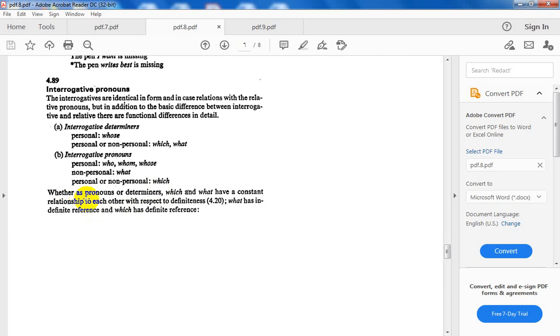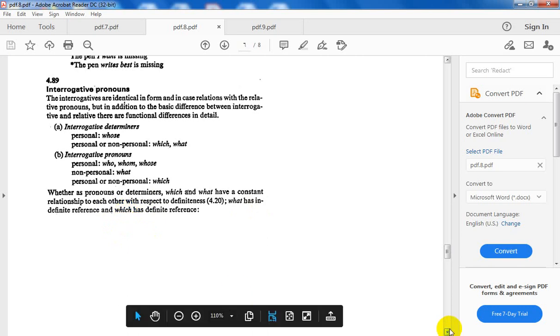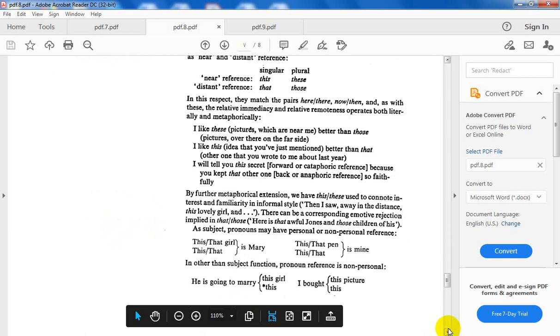Whether as pronouns or determiners, which and what have a constant relationship to each other with respect to definiteness. What has indefinite reference and which has definite reference. This is the difference in function, the relation to definite or indefinite. Let us see what it means. Okay, so just this.